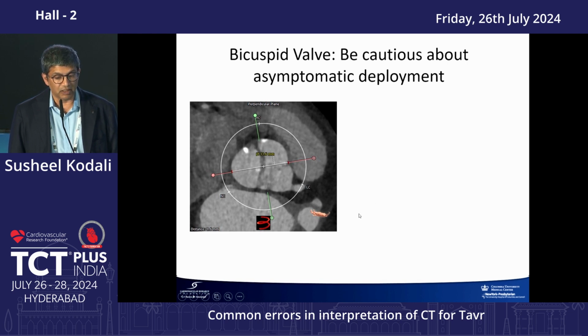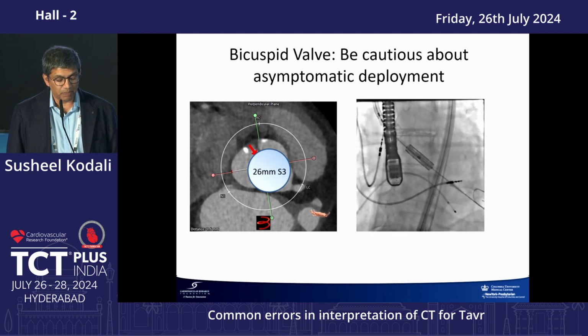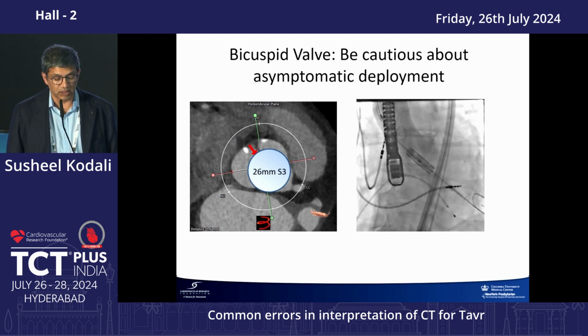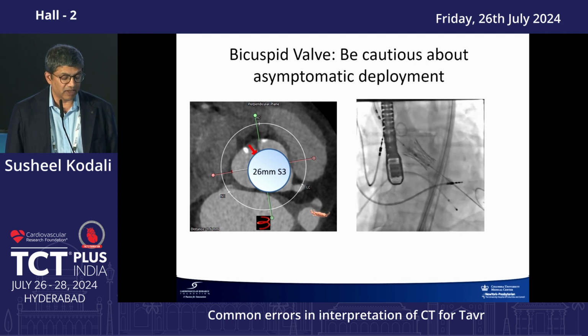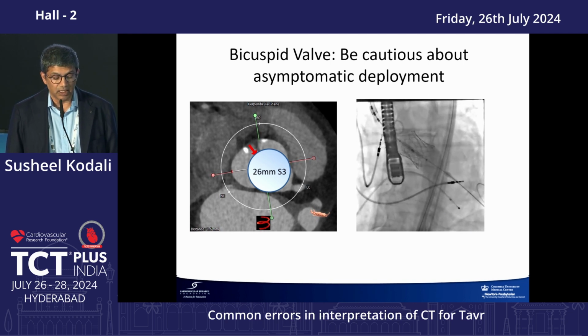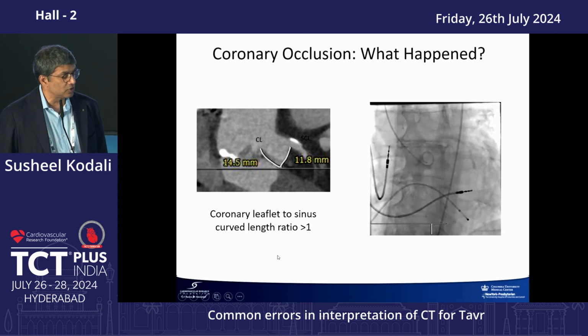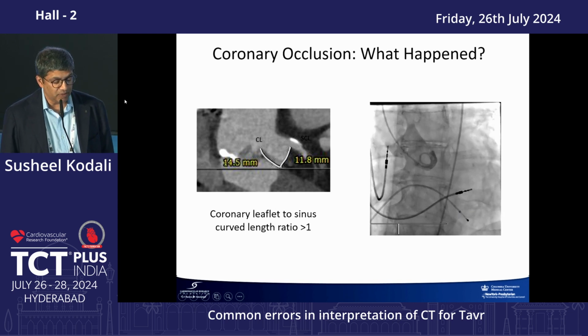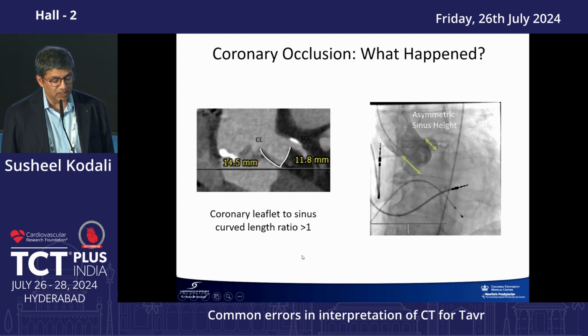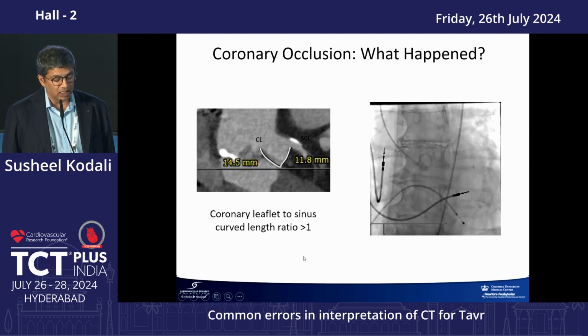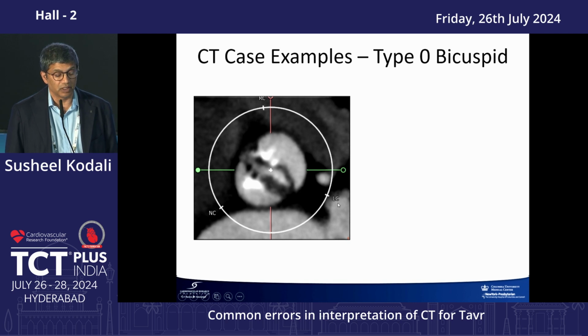The sinuses were big. They were about 34. We were putting in a 26 Sapien 3. What happened in this particular case is that because of that fusion, even though it wasn't calcified, the Sapien got pushed towards the left coronary cusp as we deployed because the left cusp was not calcified at all. And what ended up happening is we occluded the left main. Even though the sinuses were generous, the left main was here, and basically it was a longish left leaflet, no calcium. The other side was fused, so we ended up pushing it over.